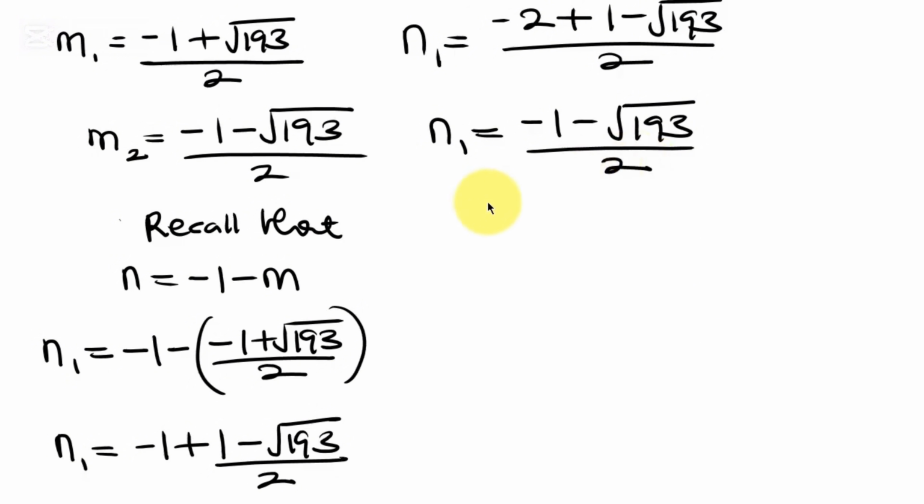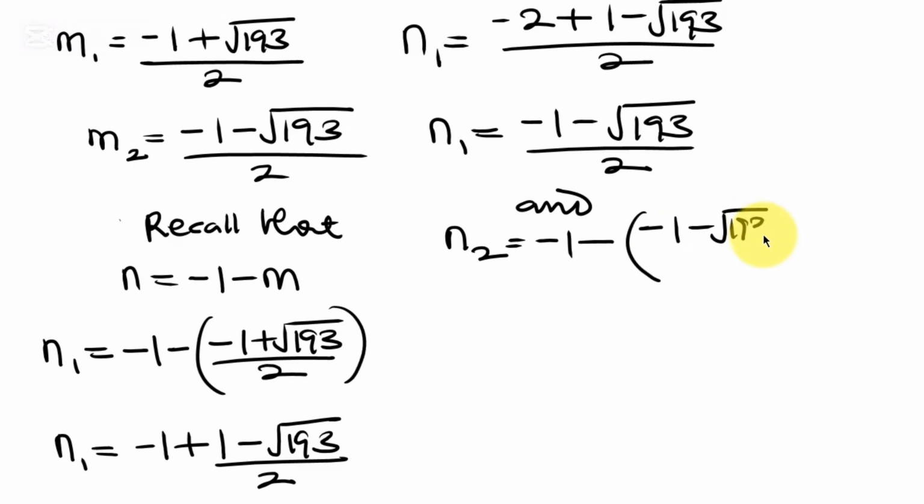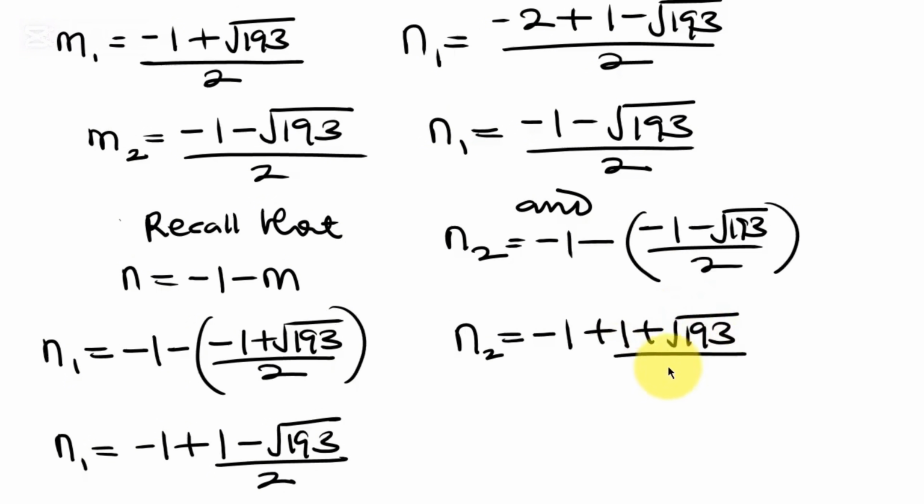Very good. Now let's go for when m is equal to negative 1 minus square root of 193 all over 2. So our corresponding value for n, let me say n. So this will be negative 1 minus m. M is, this time I'll put this inside of a bracket, negative 1 minus square root of 193 all over 2. So this becomes n equal to negative 1, and negative times negative is positive 1. Negative times negative is positive square root of 193 all over 2.